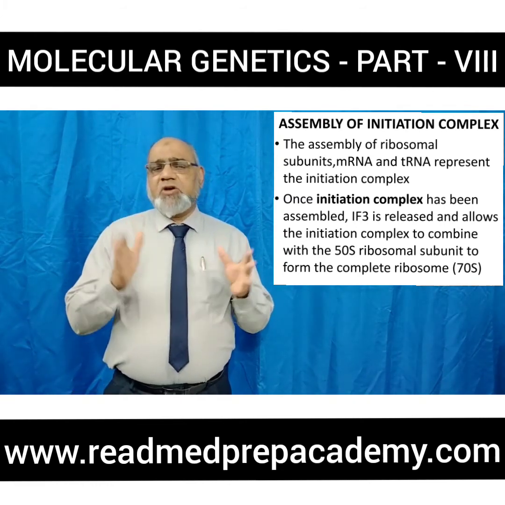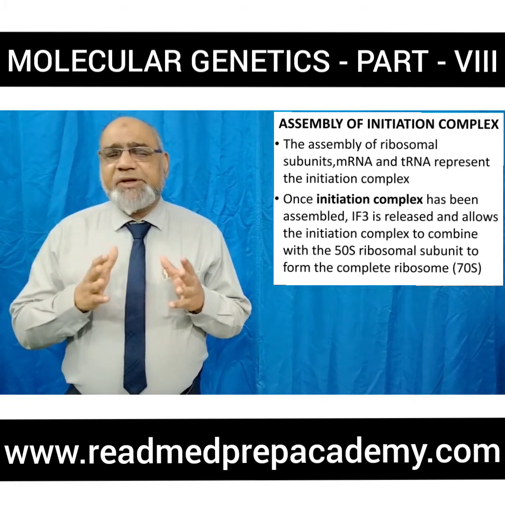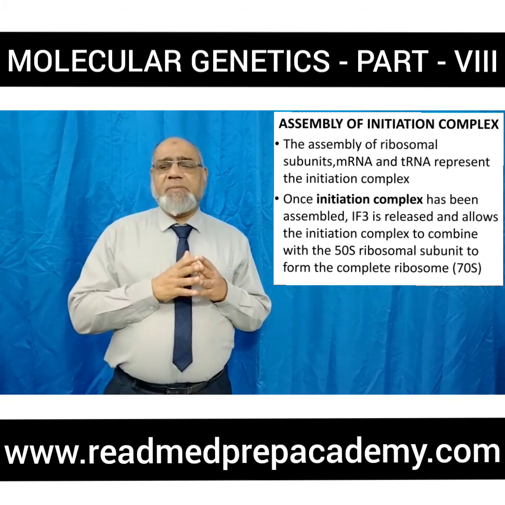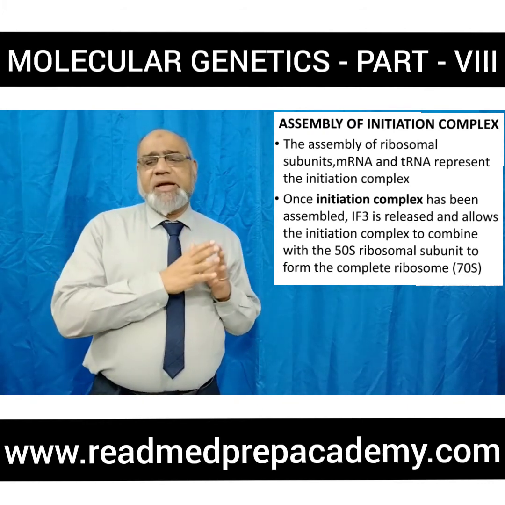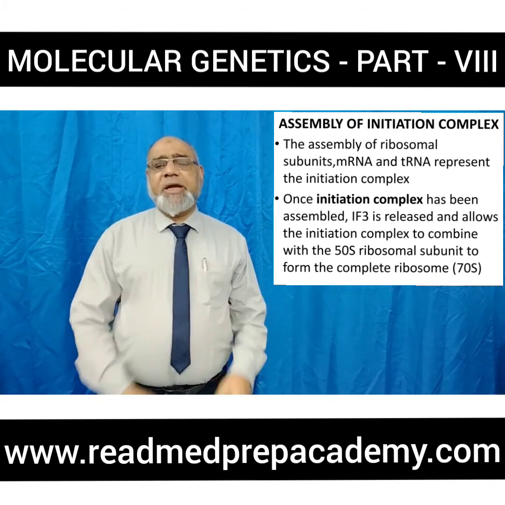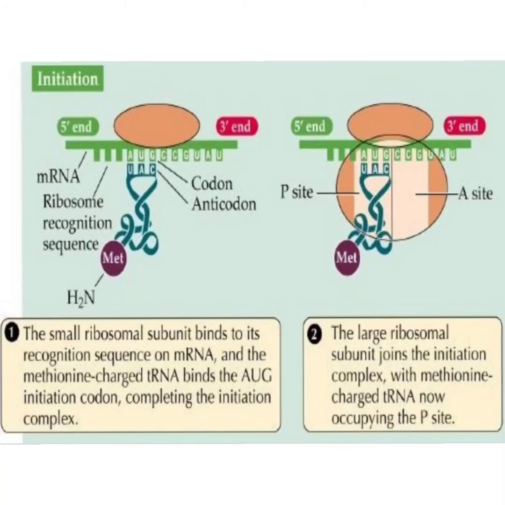Once the initiation complex has been assembled, IF3 is released and allows the initiation complex to combine with the 50S ribosomal subunit to form the complete ribosome. The small ribosomal subunit binds to its recognition sequence on the messenger RNA, and the methionine charged transfer RNA binds the AUG initiation codon, completing the initiation complex.